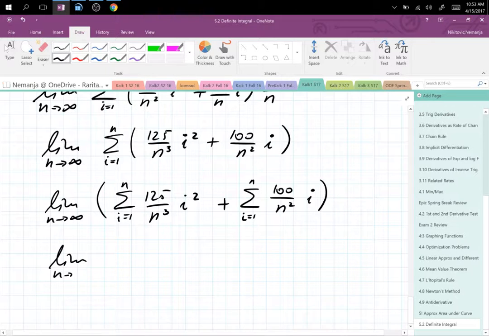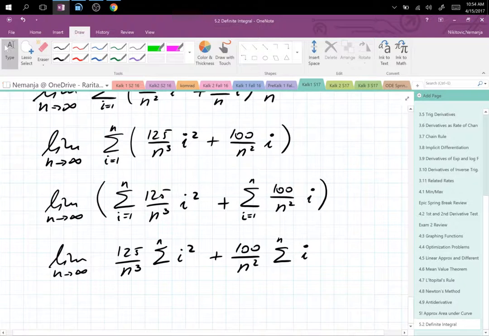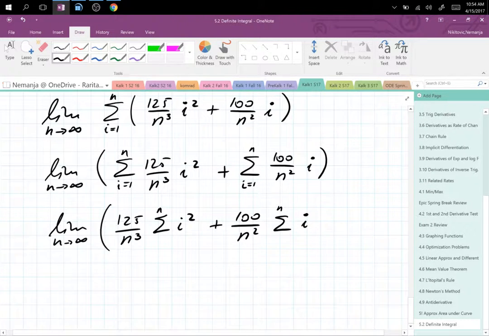That's going to be the limit as n goes to infinity. And then what you have here is 125 over n cubed summation of i squared plus 100 over n squared summation of i. So what you are doing here, guys, is kicking this 125 over n cubed out because summation is the operator which operates on i. i is the main variable. All other variables are constants in its view, so you can kick them outside. So now I have the limit of the whole thing.